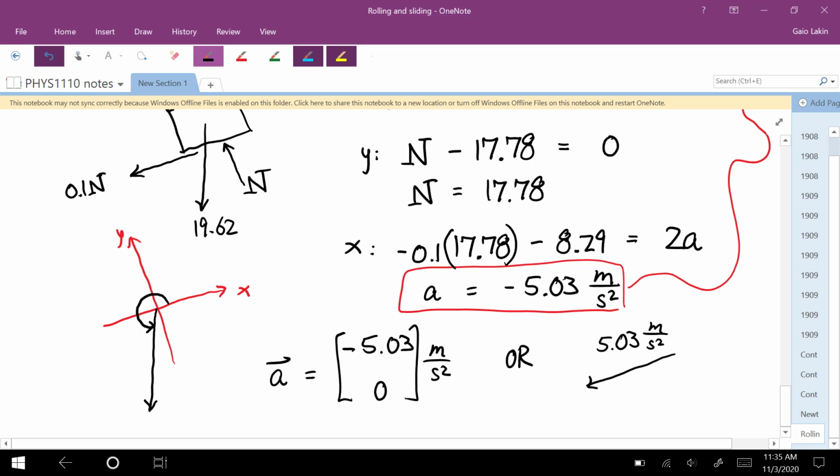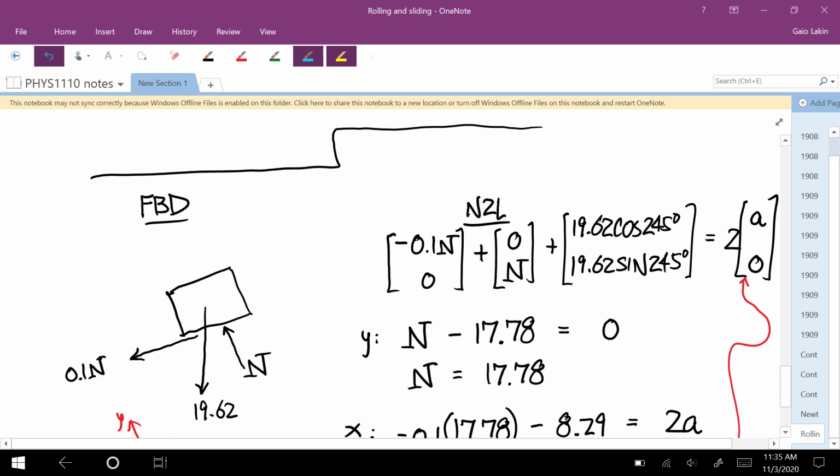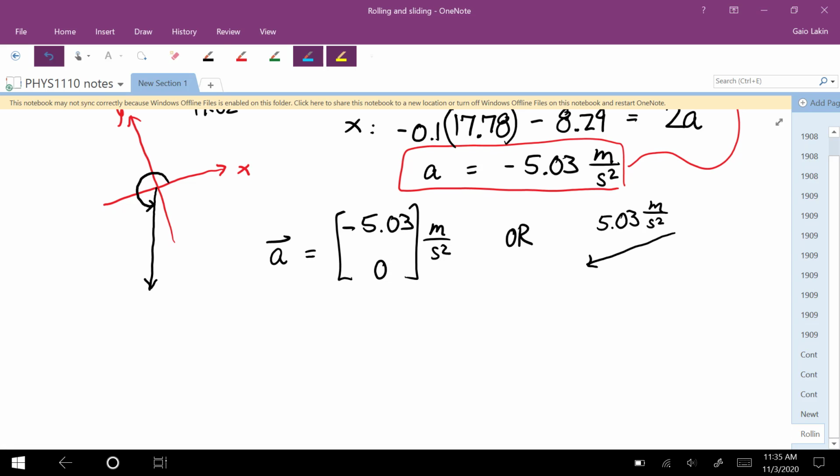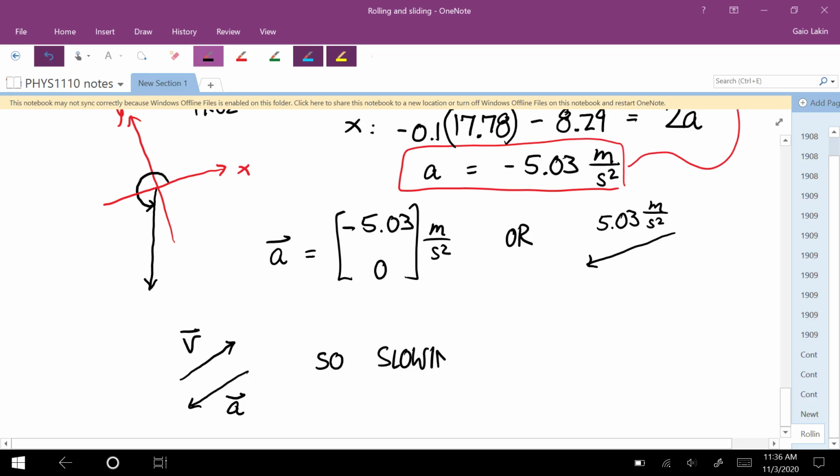Okay, so that's the acceleration vector. What do we know about whether it's speeding up or slowing down? Now we have to compare the direction of our acceleration to the direction of our velocity. Our acceleration is down the ramp. Our velocity is up the ramp. You can think of that as the velocity is this way, the acceleration is this way. And so this object is slowing down at this instant.